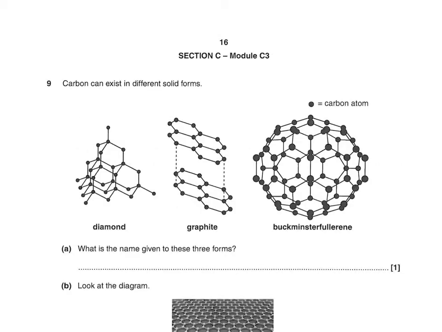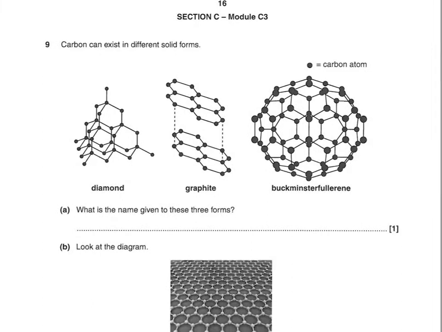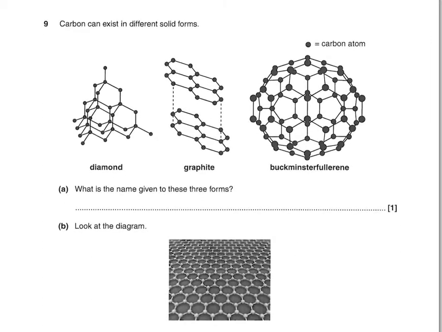Now on to the chemistry section. So carbon can exist in different solid forms. What is the name given to these 3 forms? So different forms of the same element are called allotropes.